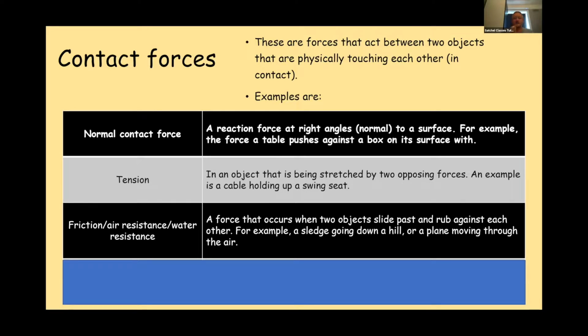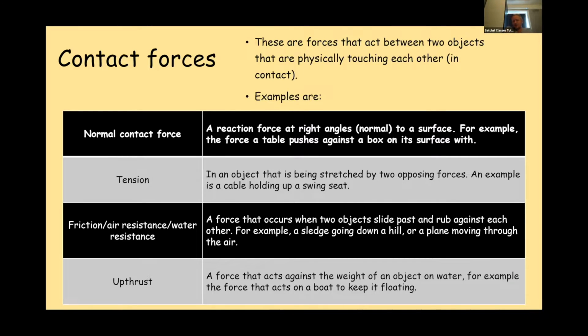Friction, air resistance, and water resistance. These are all forces that occur when two objects slide past and rub against each other. For example, a sledge going down a hill, the sledge is in contact with the ground, so the ground and the sledge are rubbing against each other, and you get heat generated through friction. Air resistance, when air particles are moving against an object that's moving through the air. For example, a plane moving through the air. Water resistance, same thing, but instead of air particles, now we're talking about water particles moving and sliding past an object moving through it.